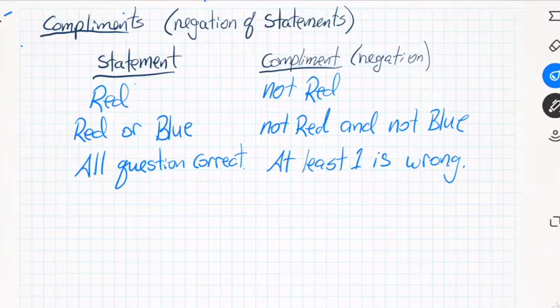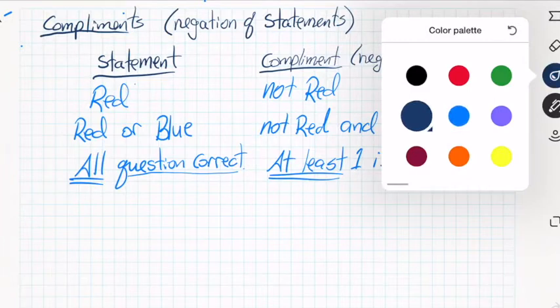So one of them is I got 100 on a test. The other one is I got something other than 100 on a test. So the opposite of all, or the complement of all, is always going to be at least one. And over here, because the question is correct, on the other side we need to change it to wrong. So these are three of the main ones that you're going to see, and we have to be able to find their complement probabilities. So let's talk about complement probabilities.